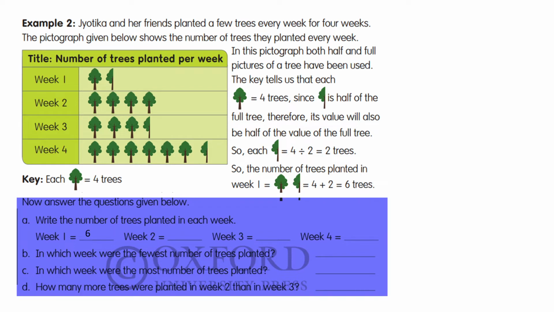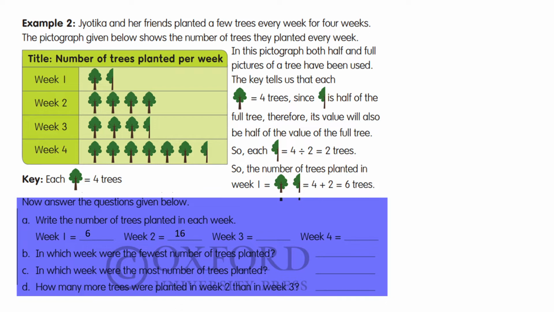Now let's see week 2. In week 2 there are no half trees, so it's easy to tell. They total 4 trees and each tree represents 4 trees. So 4 fours are 16. So in week 2 they planted 16 trees.